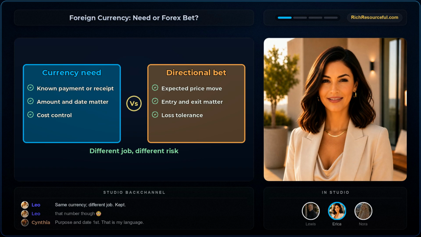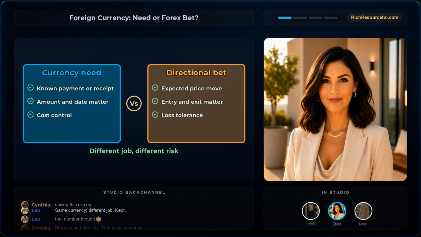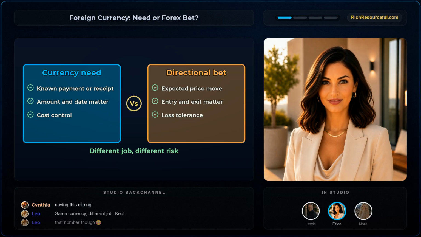That's step 1 of the investment map. Name the goal. Here it means writing one sentence before looking at a chart. I need this currency to pay or receive a stated amount by this date, or I'm considering a speculative position whose value can fall. The sentence doesn't decide for you. It stops two unlike decisions from sharing one excuse.